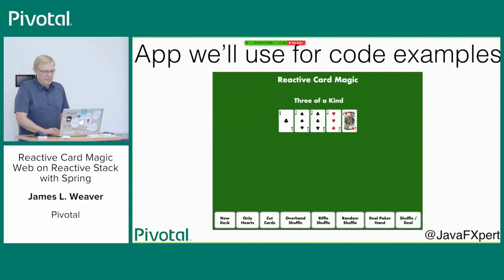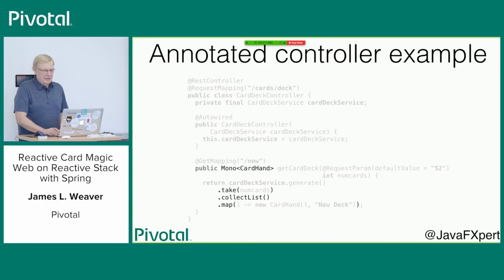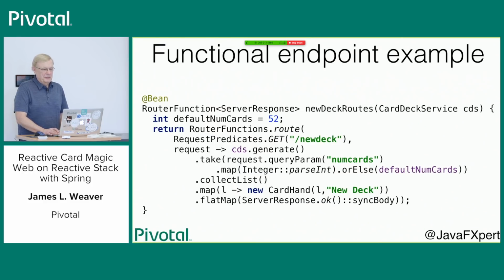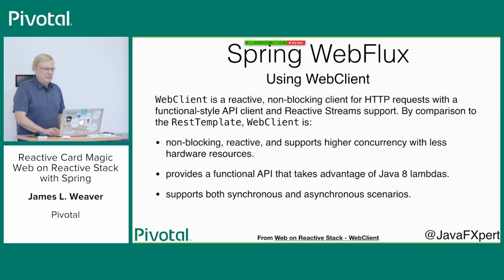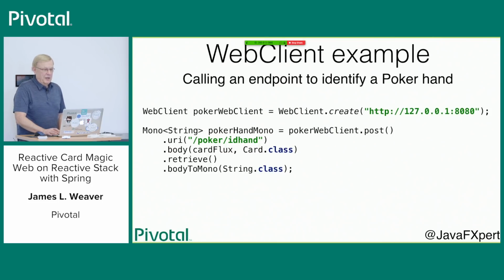Okay. Reactive marbles, application architecture, annotated controller, functional endpoint example, Spring WebFlux, identifying a poker hand, calling an endpoint. Okay, so remember in the diagram, when we wanted to identify a poker hand, we used the web client to call an endpoint, to call a controller, or a REST endpoint.